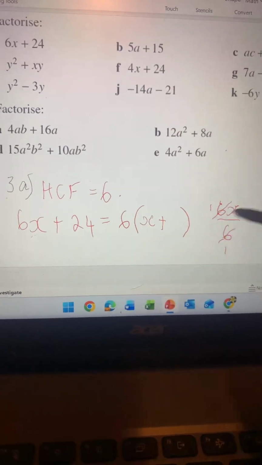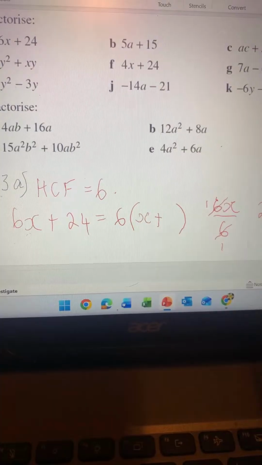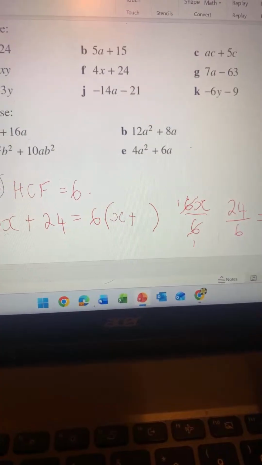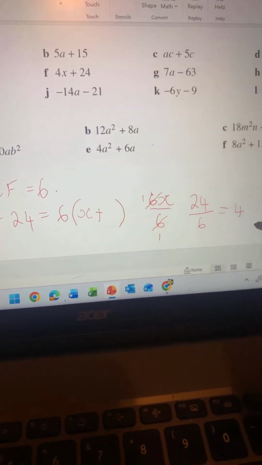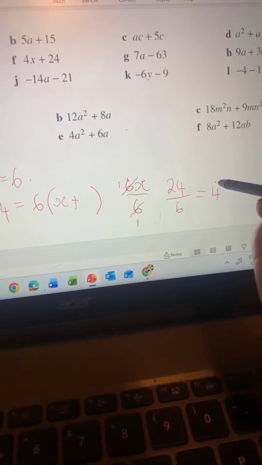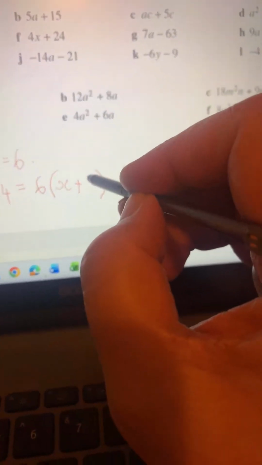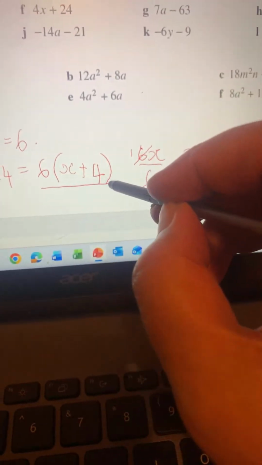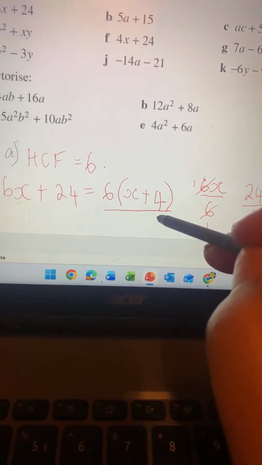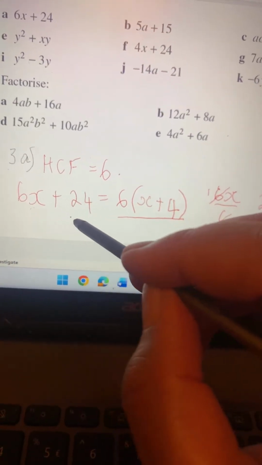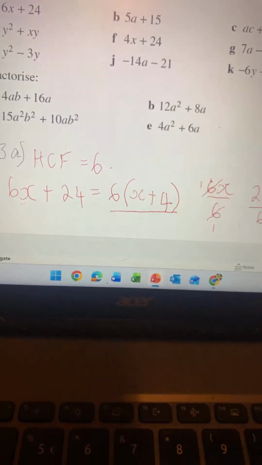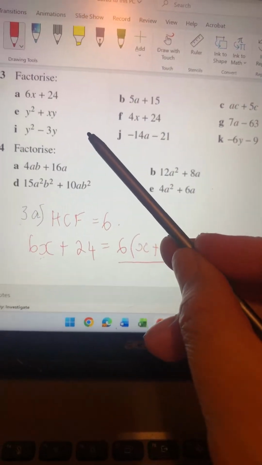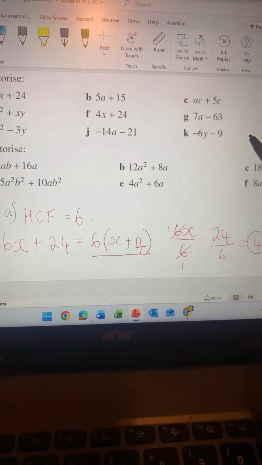Now, let's divide 24 by the highest common factor. So we go 24 divided by 6. That is equal to 4. Okay? So that 4 there goes in the bracket. So here we got 6 open bracket x plus 4. That is the factorized form of 6x plus 24. Alright, if you want to try another question from this bunch of questions up here, you can have a go.